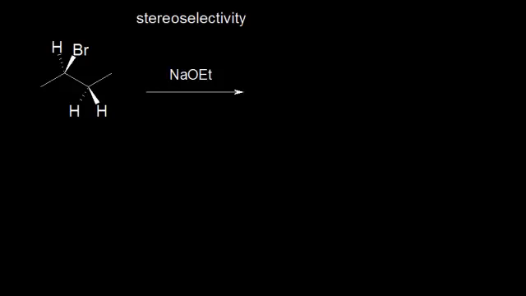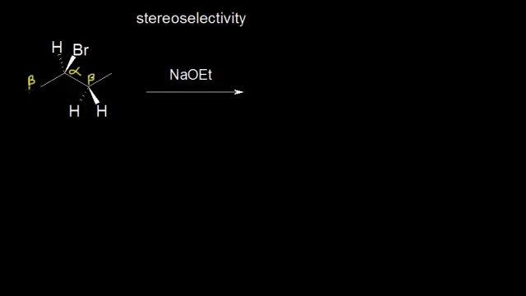Let's look at the stereoselectivity of the E2 elimination reaction. So here I have my alkyl halide, right? And I know my alpha carbon is the one that my halogen is bonded to. And I know my beta carbon is the one right next to it. So there's a beta carbon right over here that has two hydrogens on it. And then there's a beta carbon over here as well.